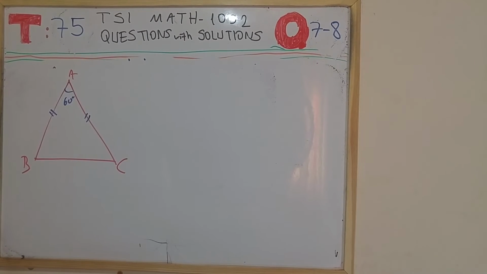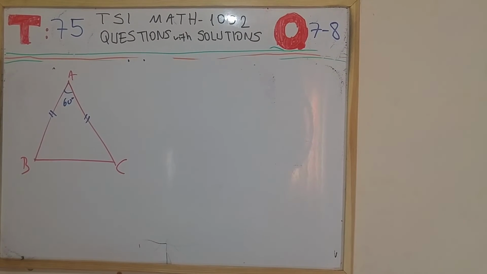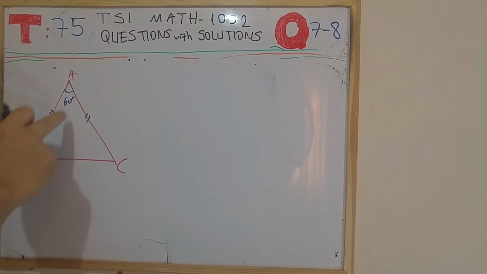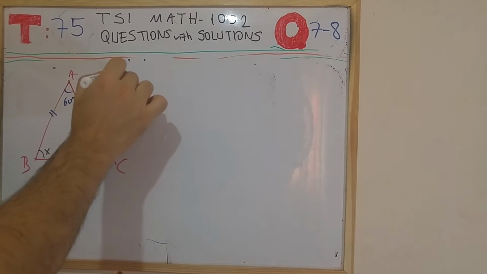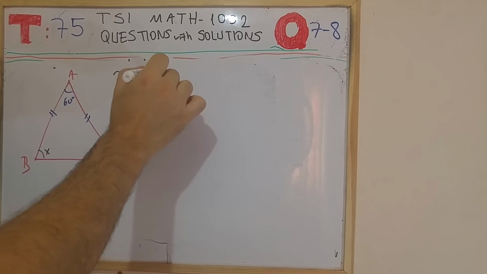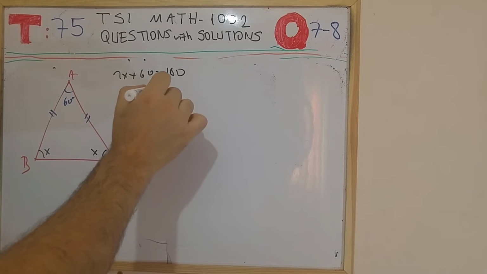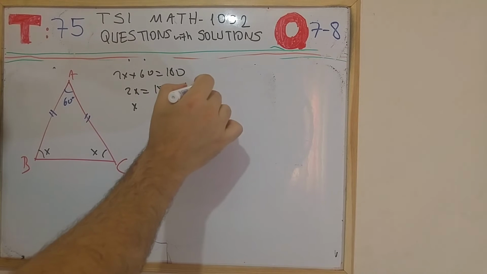Questions 7 and 8 together. As you see, AB is equal to AC, so it looks like an isosceles triangle. However, since this is x, these angles must be equal to each other. So this means that 2x plus 60 is equal to 180. 2x is equal to 180 minus 60. So this is equal to 120.